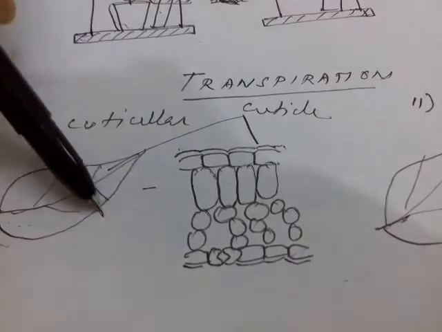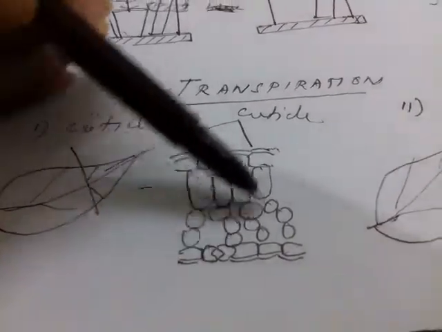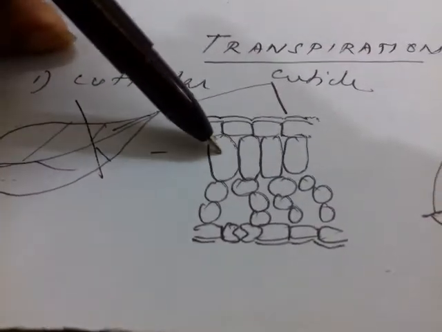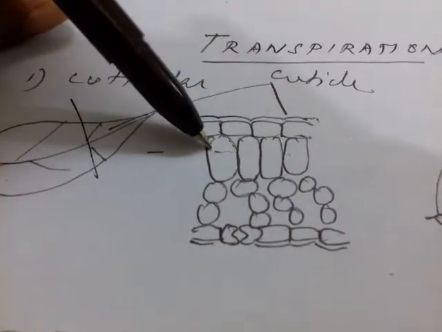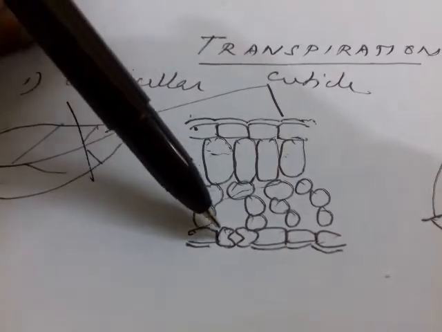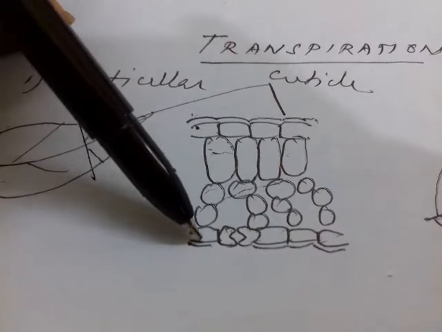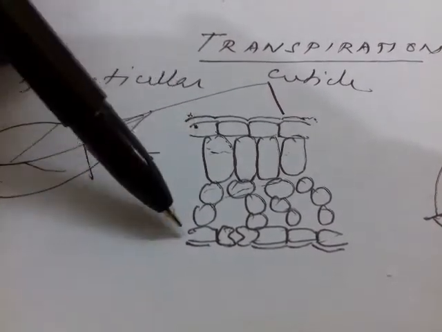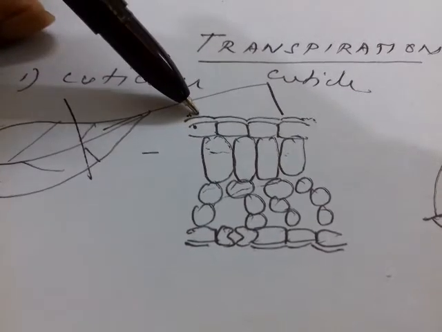This is the cross section. If you cut the leaf like this, you can see the leaf looks like this. This is the upper epidermis. This is the upper palisade layer, palisade parenchyma. There is the spongy parenchyma. This is the lower epidermis. This is the guard cell, and this is the lower cuticle. Usually the upper cuticle is thicker than the lower cuticle. Now there is a reason behind it.